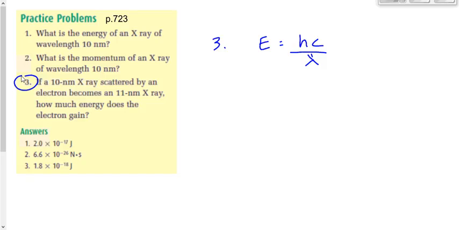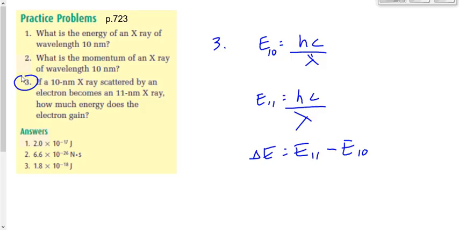Do it for the 10 nanometer photon, do it for the 11 nanometer photon, and then subtract them. Delta E is equal to the energy of the 11 nanometer photon minus the energy of the 10 nanometer photon. You cannot say hc over delta lambda, because delta lambda is on the bottom. If it happened to be on the top, you could get away with that, although I wouldn't suggest it. But on the bottom, because it's not a direct relationship, you can't do that. So get the energy of the first one, get the energy of the second one, and then just subtract.